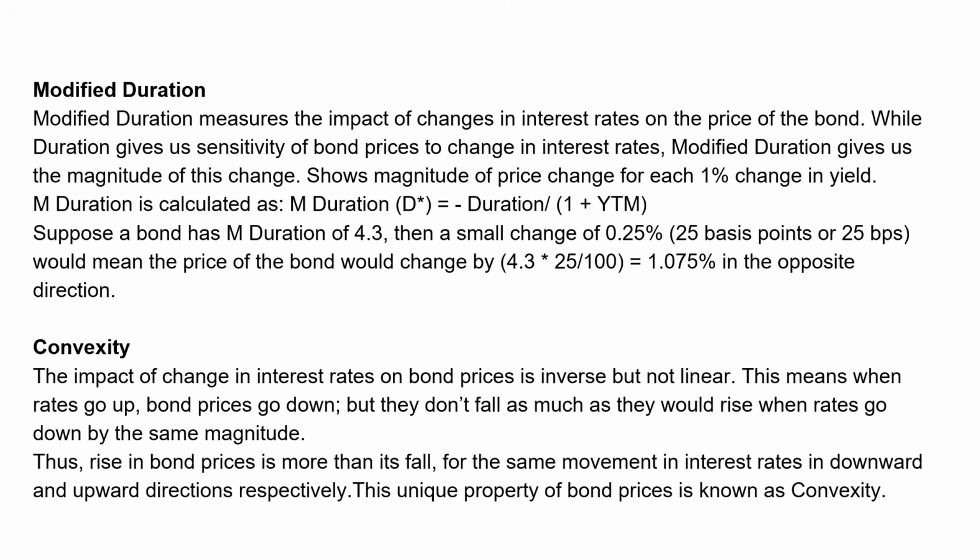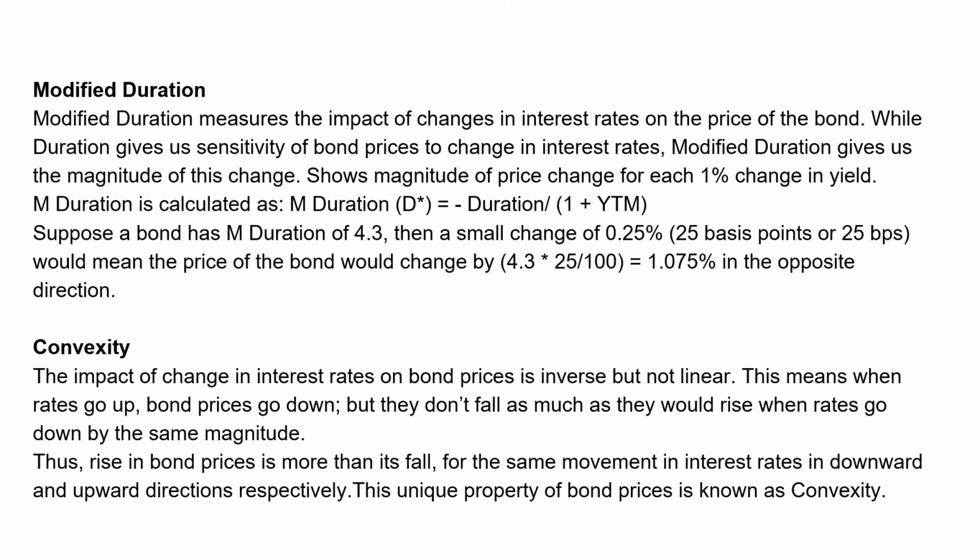There is also one more thing called modified duration. It not only finds the sensitivity, but it can also give you a calculation of how much the interest rate would impact the price of the bond. So that is what has been given here also. While the duration gives us the sensitivity of the bond price to the change in the interest rate, modified duration gives us the magnitude of this change. So the magnitude of the price change for each 1% in yield is calculated as modified duration equals duration divided by 1 plus YTM. YTM is basically yield. Okay.